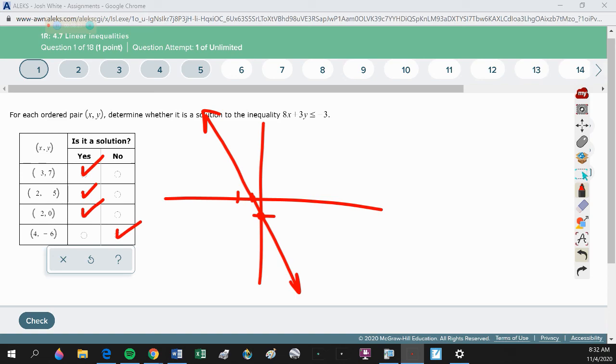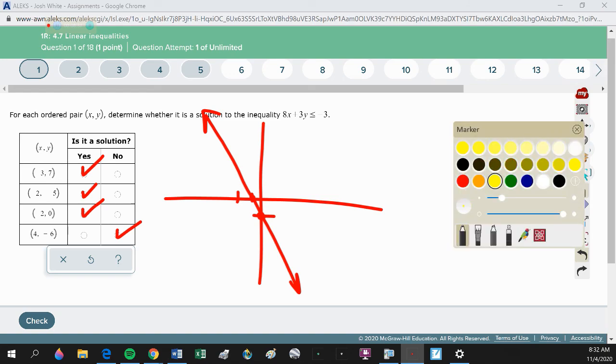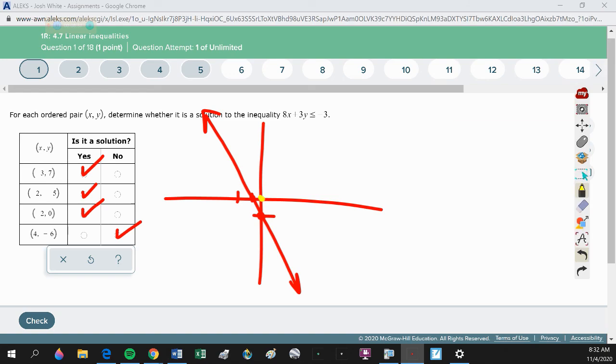So I am going to consider this point right here. Okay? So if I plug in 0 plus 0, is 0 plus 0 less than or equal to negative 3? No. So this point is a no. What does that tell me?